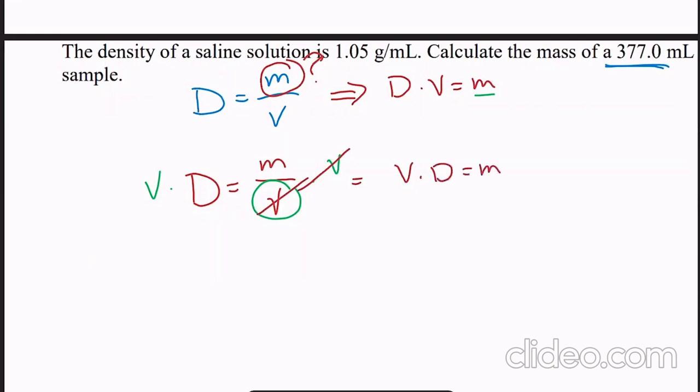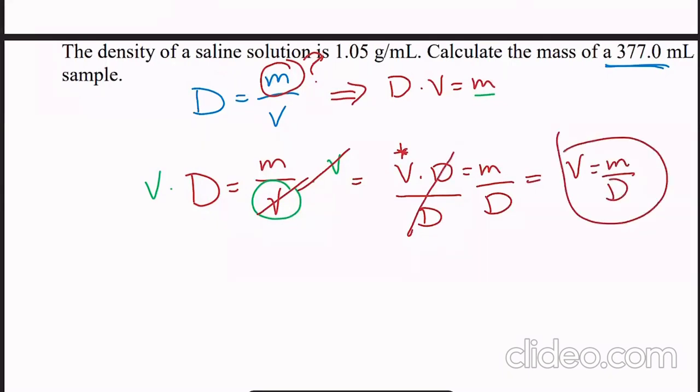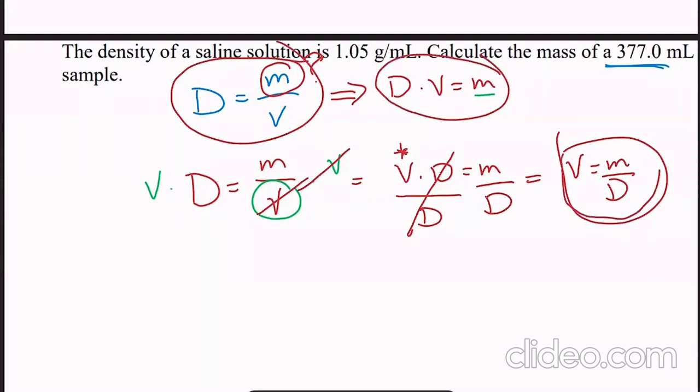But I want the volume by itself, which means if I divide this by D, I also have to divide this by D. These units cancel out, and I get volume equals mass over density. So there's 3 different formulas here. Density equals mass over volume. Mass equals density times volume. Volume equals mass divided by the density.